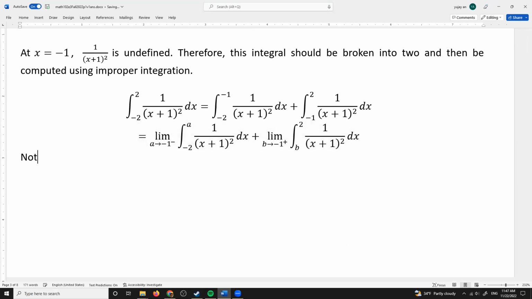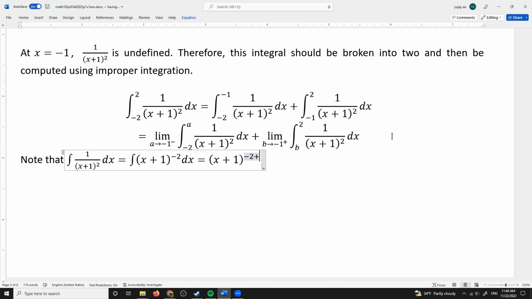Note that the integral of 1 over x plus 1 squared dx is equal to the integral of x plus 1 to the -2 power dx, which is the same as x plus 1 to the -2 power, but then you add 1, so that gives you -1, and you put the reciprocal of 1 over -1 plus c, and that's equal to -1 over x plus 1 plus c.